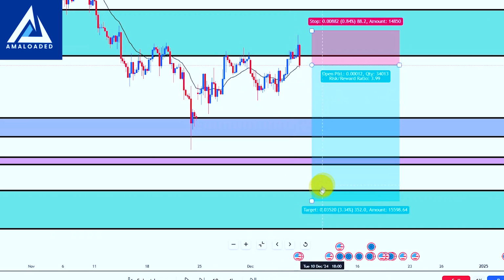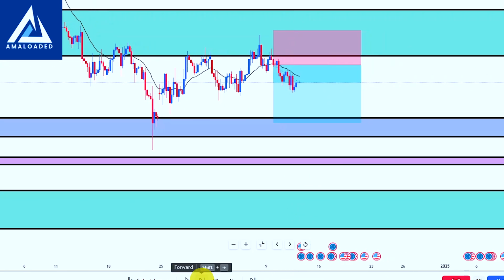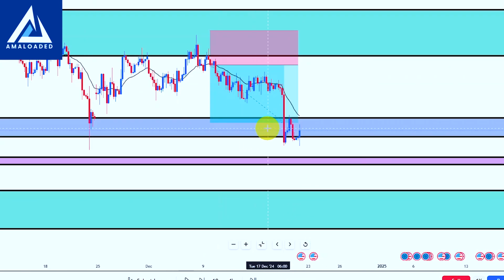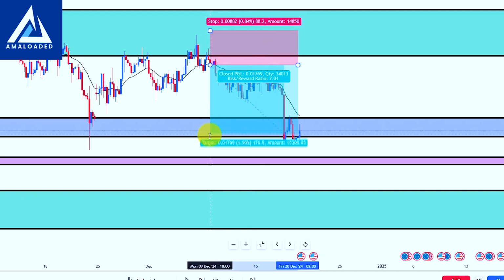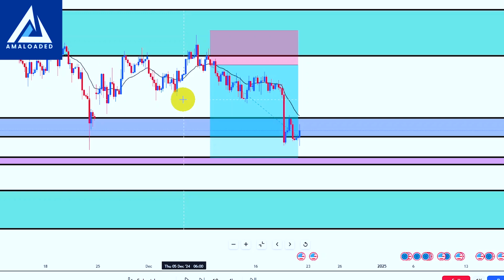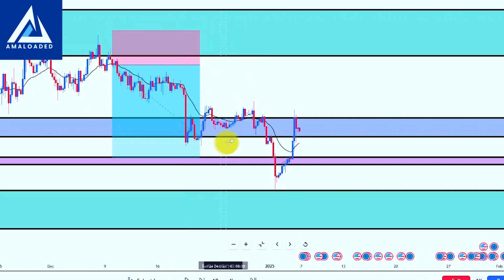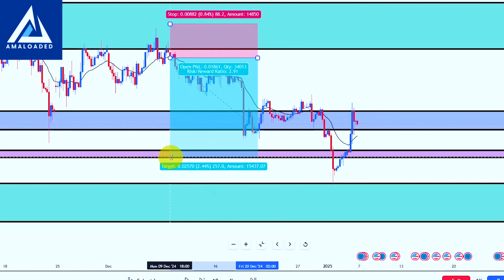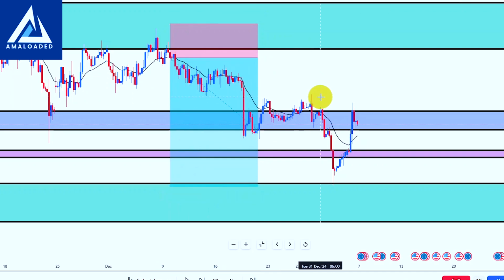Let's play the candlestick. Price smashed our first take profit, then price is also approaching our second take profit. Let's play the candlestick as well. Price smashed both our second take profit and our third take profit zone.